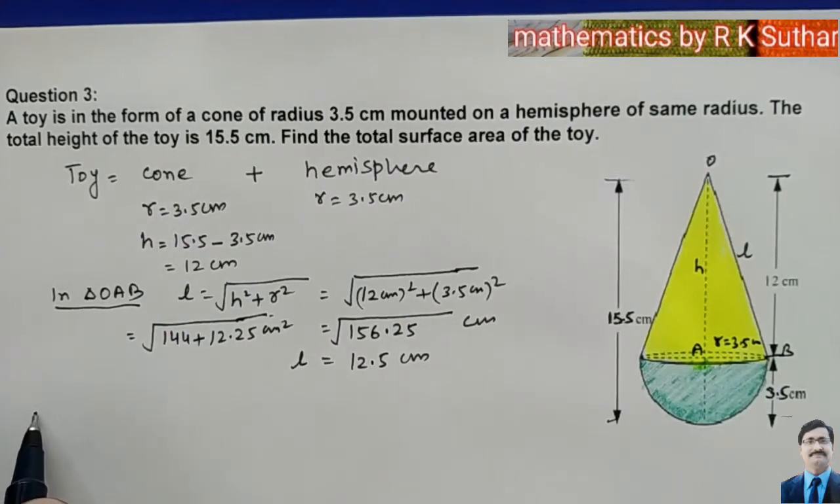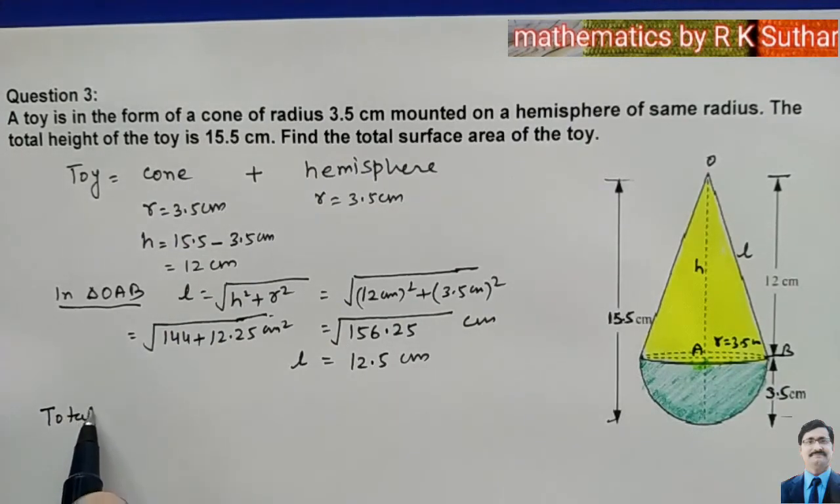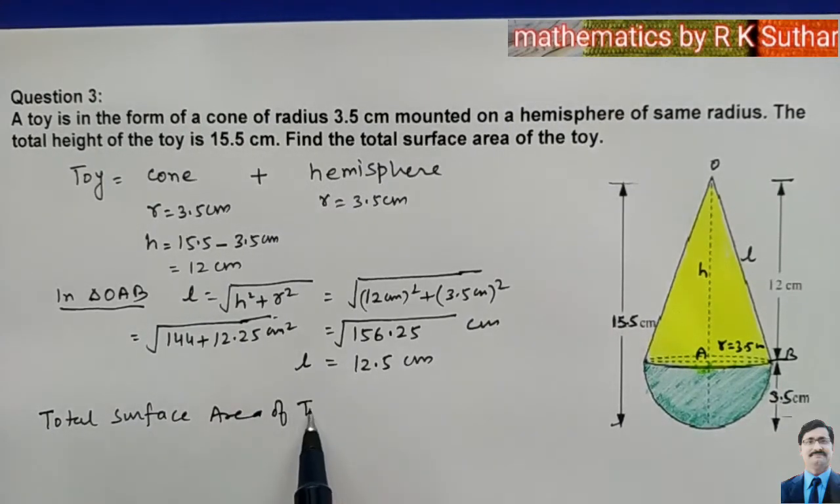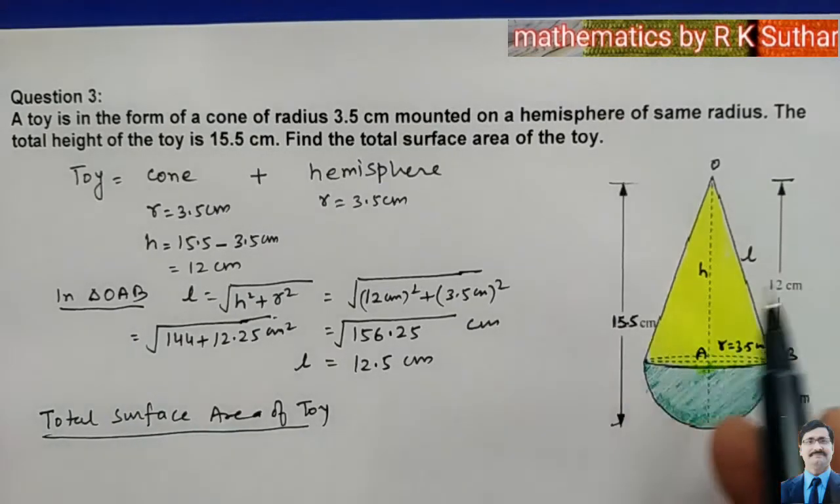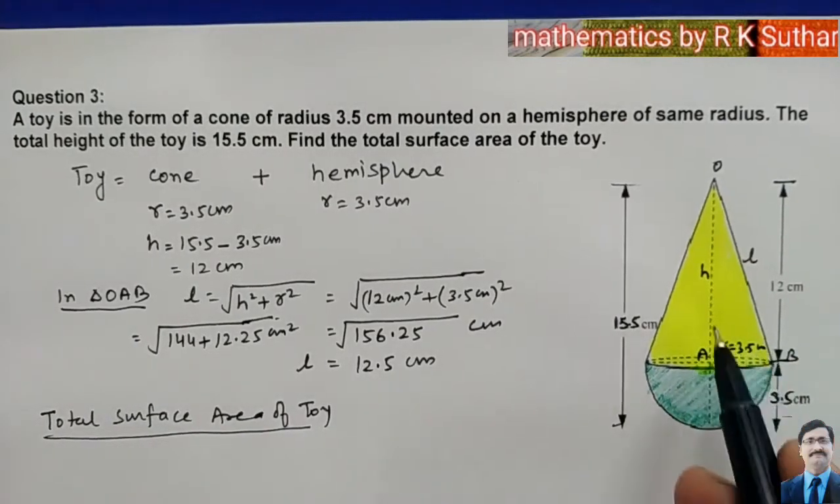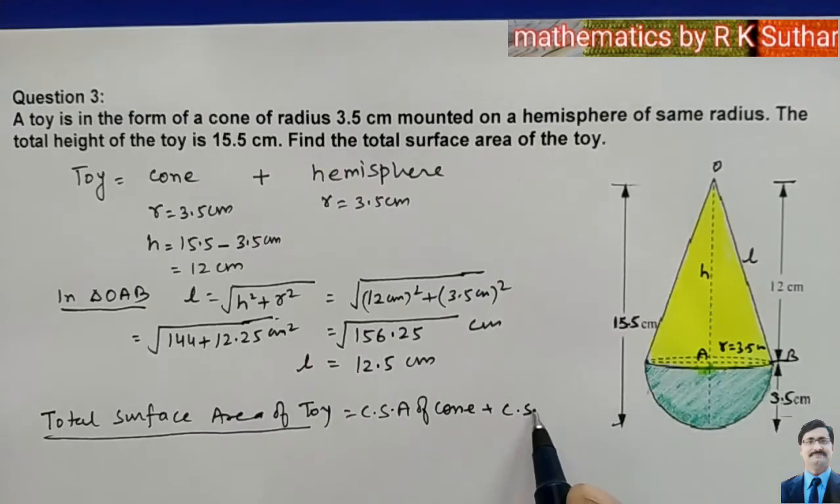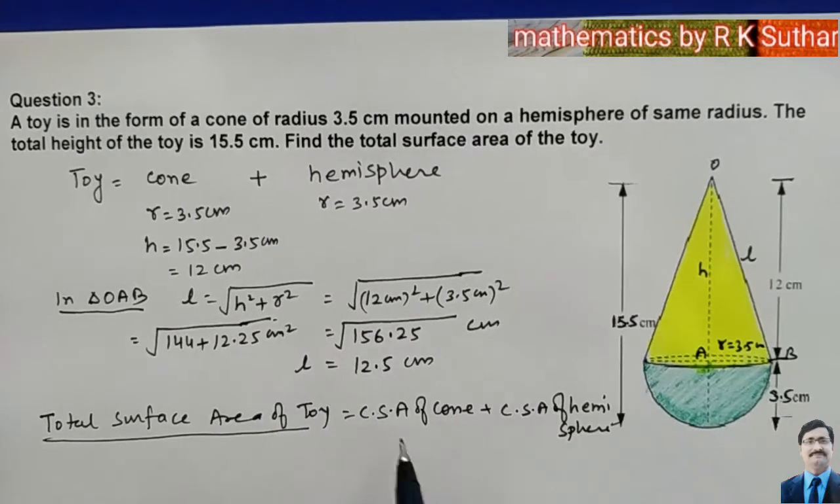Now we have to find the total surface area of the toy. That means we only have to check the part which we color, which is only the curved surface area: the curved surface area of the cone plus the curved surface area of the hemisphere. The curved surface area of the cone will be pi r l, and the curved surface area of the hemisphere is 2 pi r square.